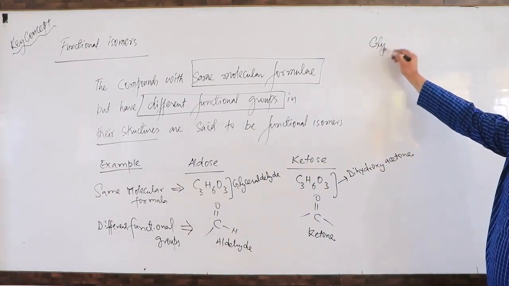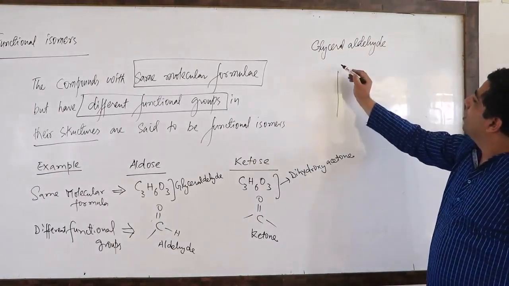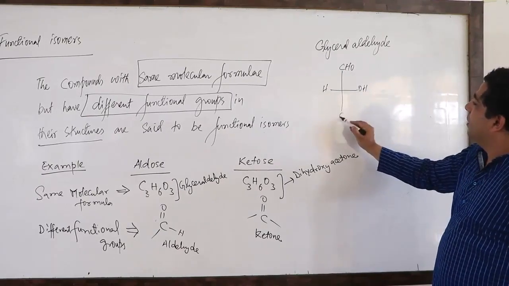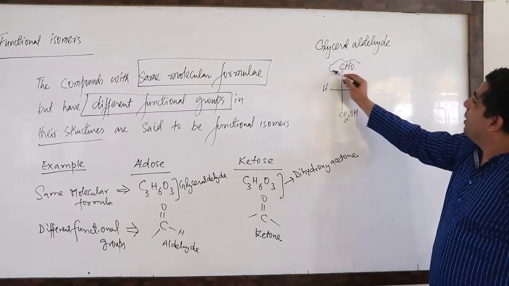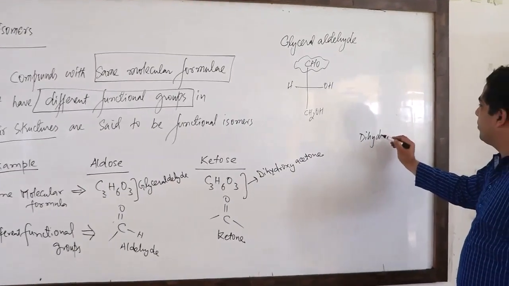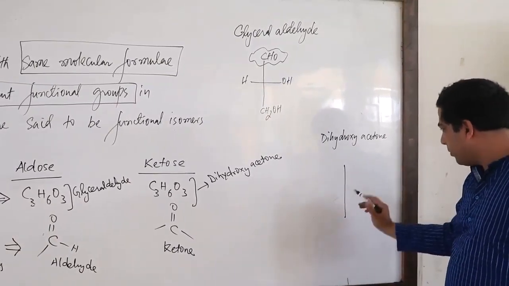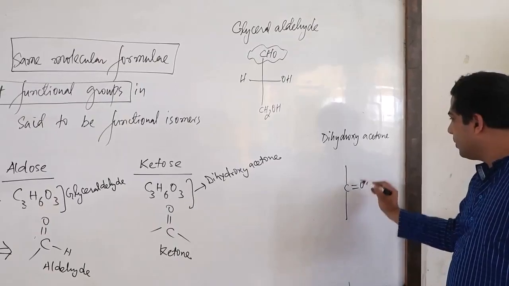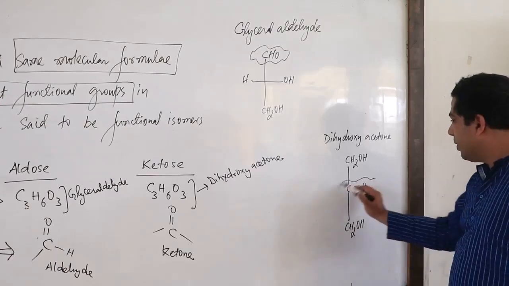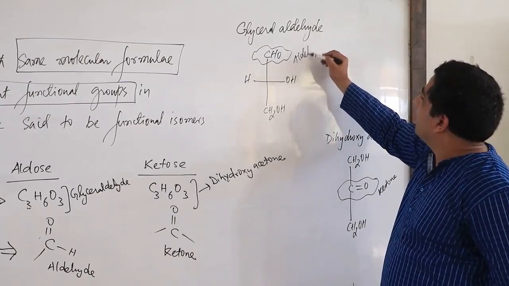For glyceraldehyde, have a look. You have an aldehyde group here, then you have OH, H, and finally CH2OH. Here we have aldehyde as the functional group. And for dihydroxyacetone, you have here the ketonic group in the middle. So here we have CH2OH and here we have CH2OH. Here we have ketone as the functional group and here we have aldehyde as the functional group.